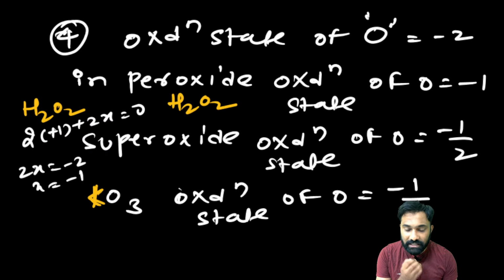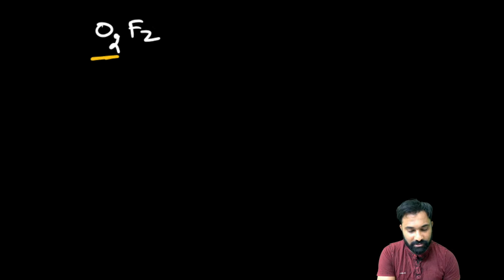When oxygen's nature of bonding changes, its oxidation number also changes. Is it clear? Oxygen can show the peroxide, the superoxide, and the ozonides. So depending upon its nature of bonding, its oxidation number will change. Based on the oxidation numbers we can also say how many bonds it can form.